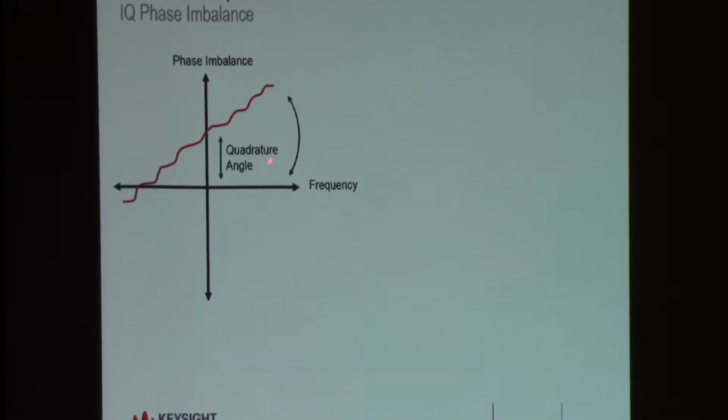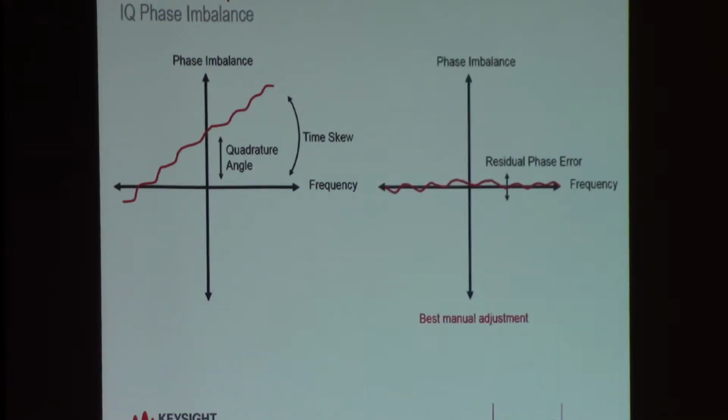So the quadrature angle affects how far off this is misaligned from the origin, and the time skew is this angle here. By adjusting those two controls, you can make this perfectly flat. Well, not flat. If there was some ripple on there, you would still have the ripple, but you could bring that line back down to the origin. So that's what you can get with best manual adjustment.